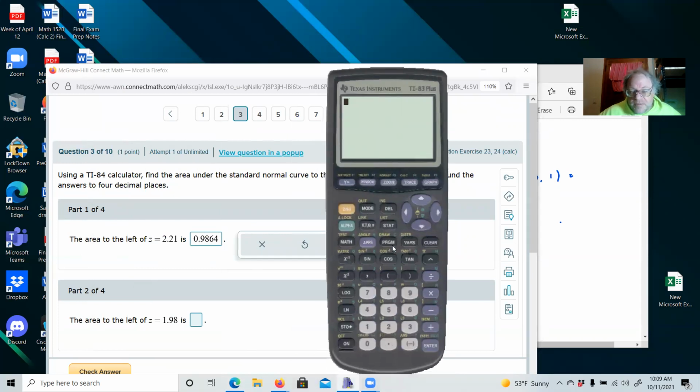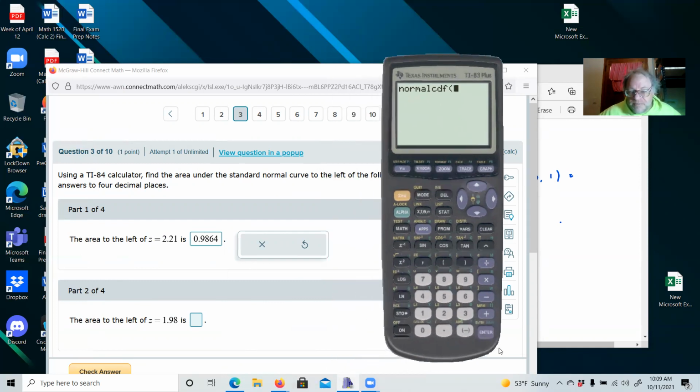And again, it used to be a much harder process because we used to use tables rather than a calculator. So the calculator, I don't know why this is a big section anymore, but I guess not every school uses calculators. I didn't used to use calculators. I didn't like them. Okay, 1.98.